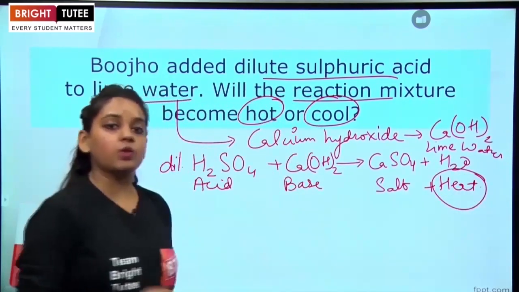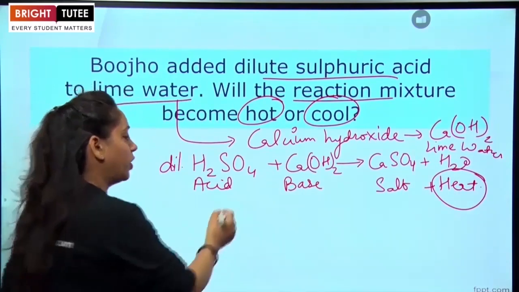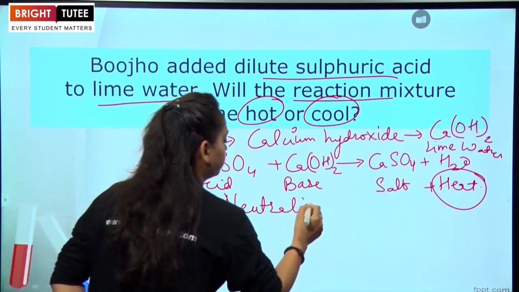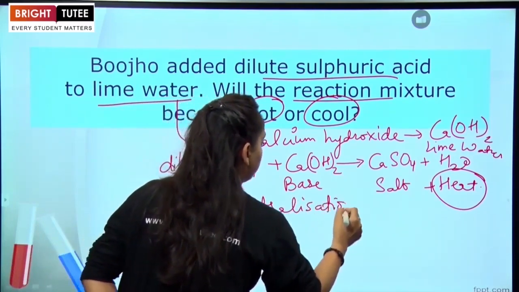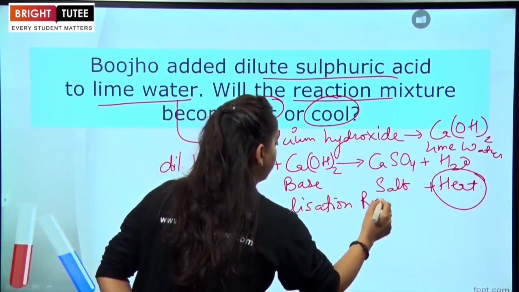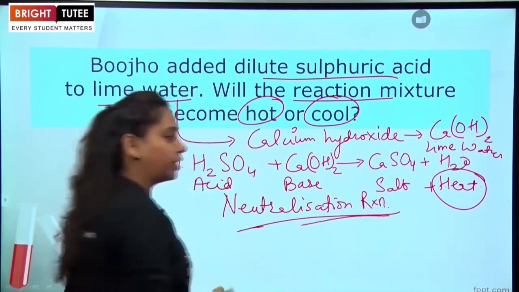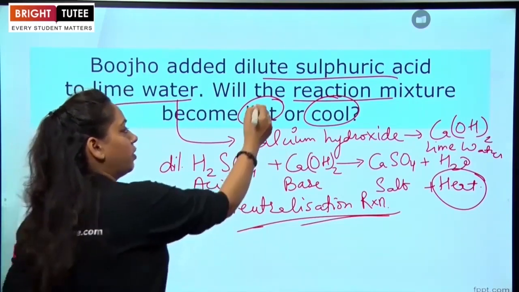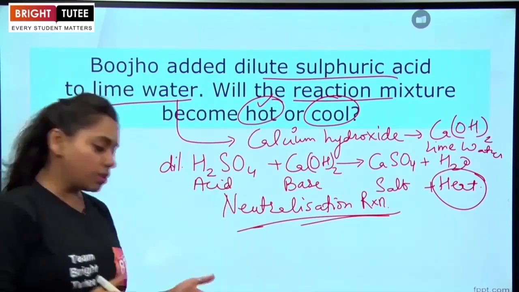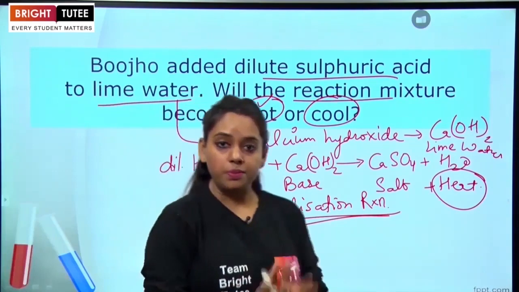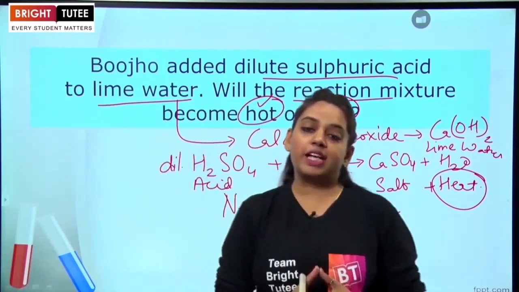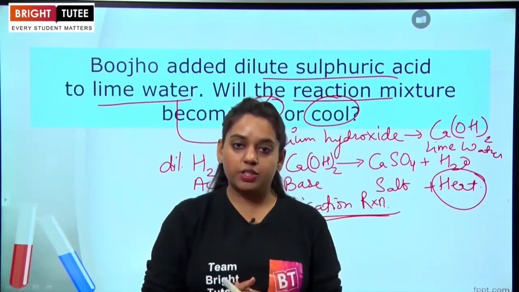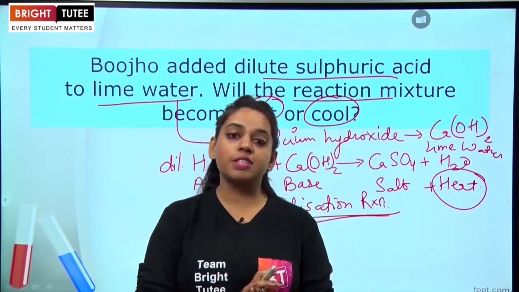And since heat is always evolved in case of neutralization reaction, yes children, in neutralization reactions heat energy is evolved and therefore the reaction mixture will become hot. So this is the answer to this question, that when you add acid and base, the reaction mixture will become hot. Why? Because in case of neutralization reactions, heat energy is always produced.